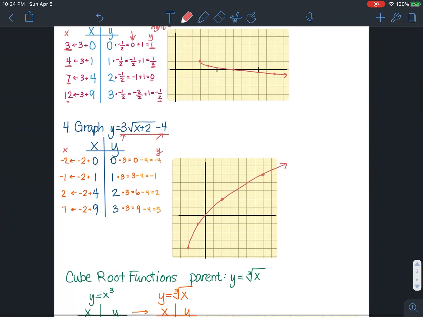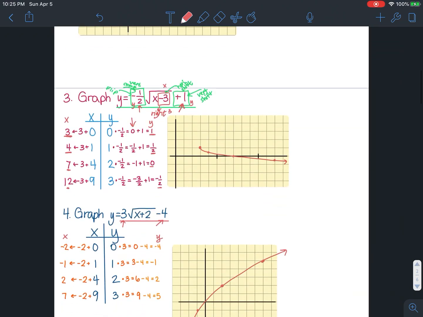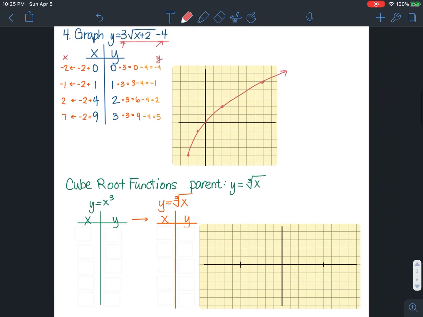It's very different looking when you multiply the square root graph by 3 as opposed to these regular ones up here. Okay, so that was some samples of square root graphs.